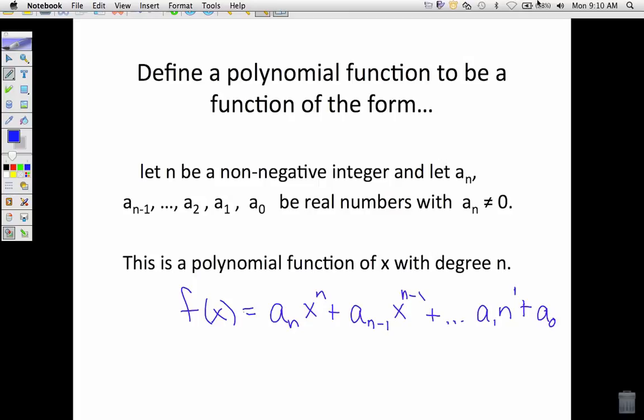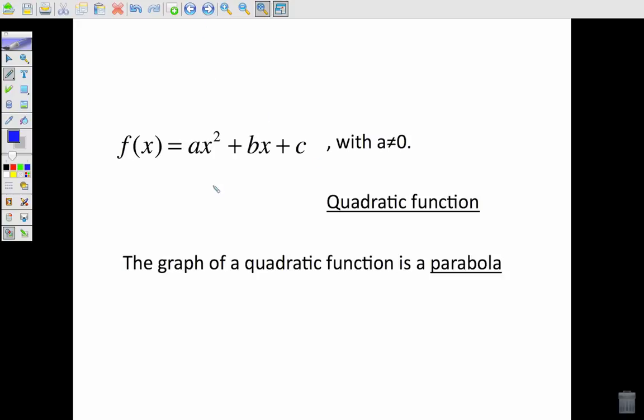So more specifically though, what we're going to do is look at the quadratic. f of x equals ax squared plus bx plus c, a cannot equal 0. This is a quadratic function. The graph of a quadratic function is a parabola. So this is our U-shaped graph opening either up or down, and having vertical stretch, vertical shrink, possibly shifting left and right, our quadratic function.